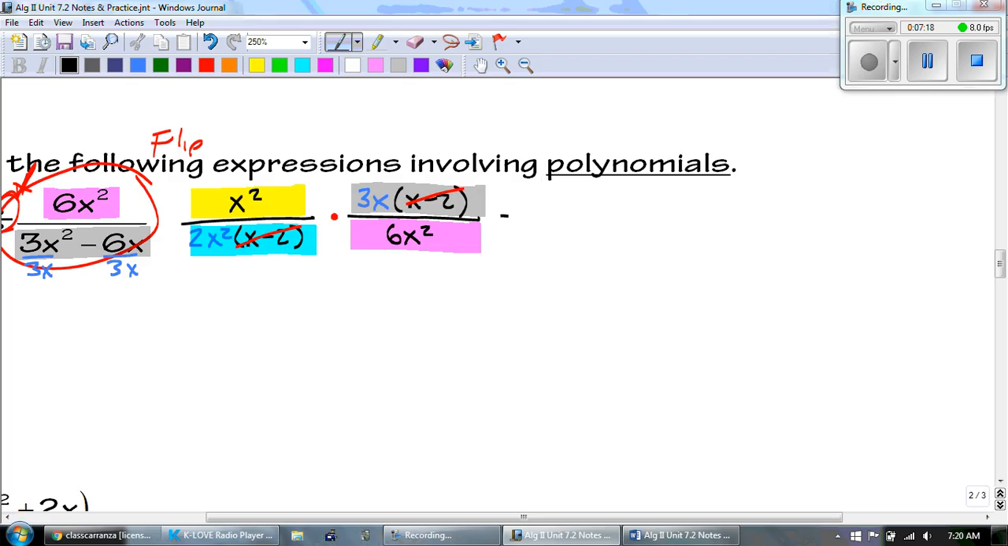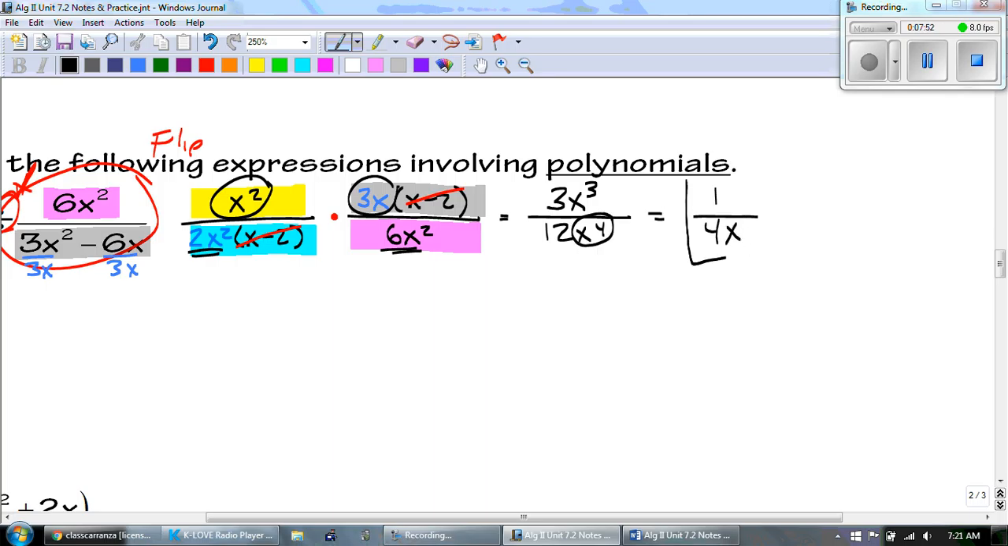But now I'm going to multiply everything across. Okay? So I have x squared times 3x, which is going to give me 3x cubed. And then on the bottom, I have 2 times 6 to get me 12. And then x squared and x squared is x to the 4th. And now I can reduce. 12 divided by 3 is 1/4. And then the x's, the bottom wins, and the bottom wins by 1.